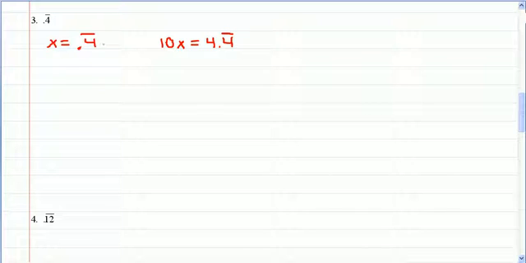So if I had two numbers to the right of the decimal point, then I would have multiplied it by 100. If I had three numbers to the right of the decimal point, I would have multiplied it by 1,000. But since I only have one number to the right of the decimal point, I only multiply it by 10. And now that you have 10x equals 4.4 repeating, you want to subtract this equation, x equals 0.4 repeating, and I'm going to put this in parentheses.